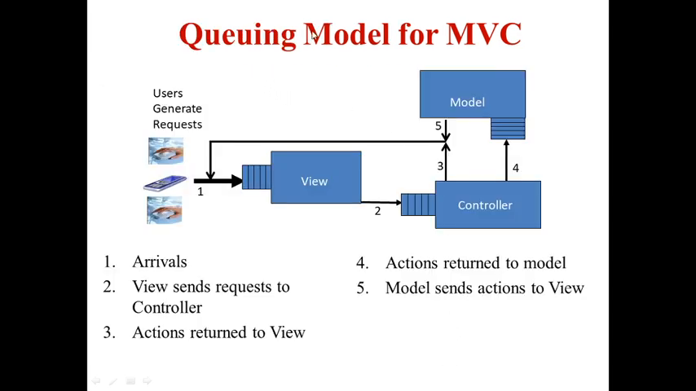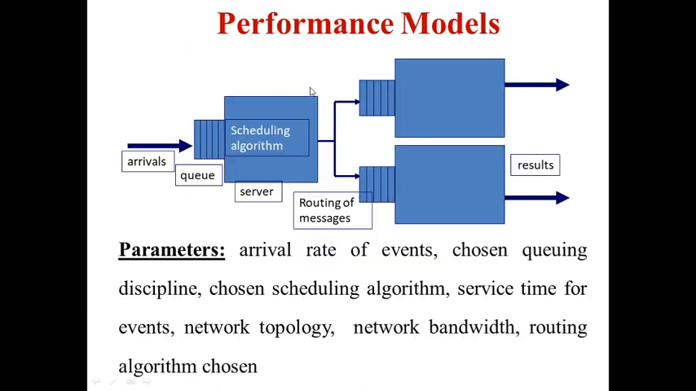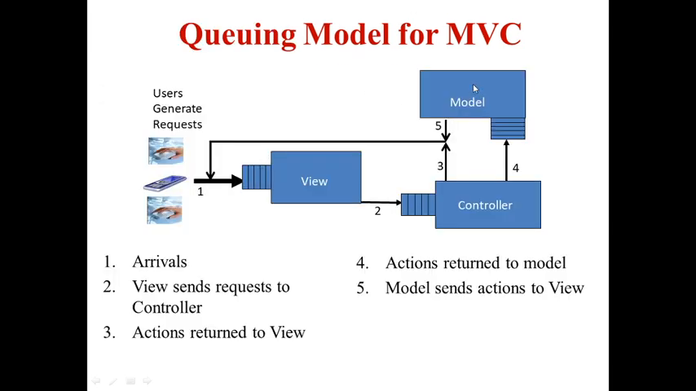Next, the queuing model for MVC. In the previous performance model, we have seen that all the requirements will be in the queue, right? So how will this queuing model work for the model view controller? There are three components: model, view, controller. How the requirements are going to be sent through this model, how it is going to develop it. The user will be generating the request. All these requests will be viewed first, in the form of a queue.